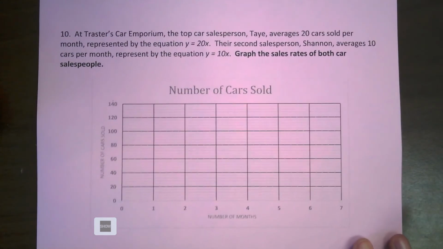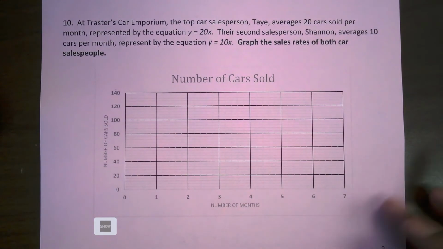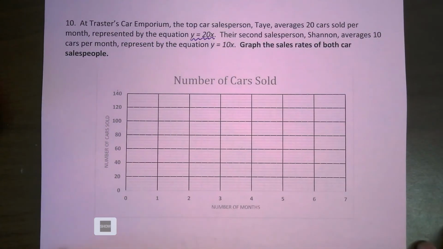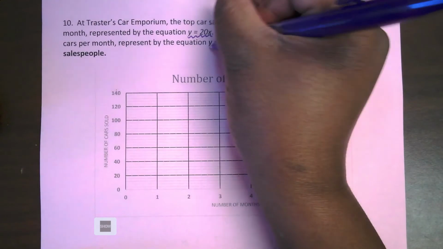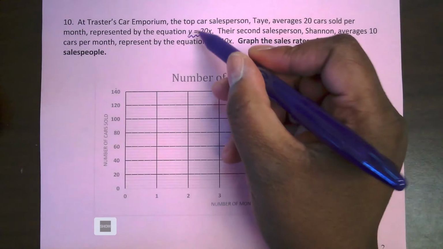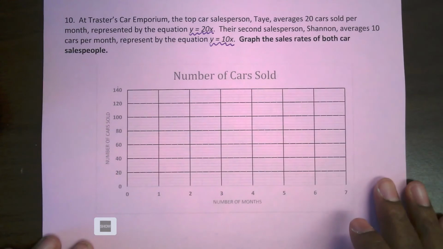Okay, so let's look at number 10. At Traster's Car Emporium, the top salesperson, Tay, averages 20 cars sold per month, represented by the equation y equals 20x. Their second salesperson, Shannon, averages 10 cars per month, represented by the equation y equals 10x. Graph the sales rates of both car salespeople. All right, so this is where they've given us the equations. We have to make our tables so that we could go ahead and graph these points.